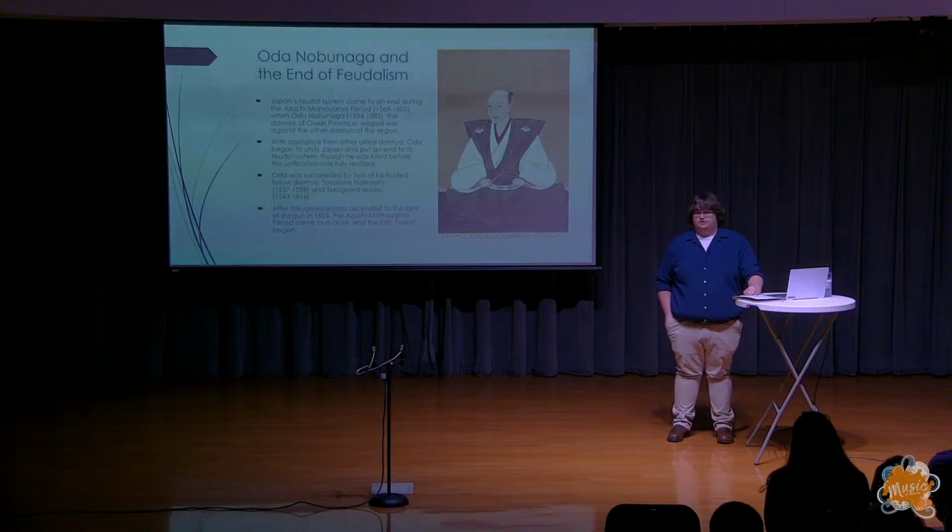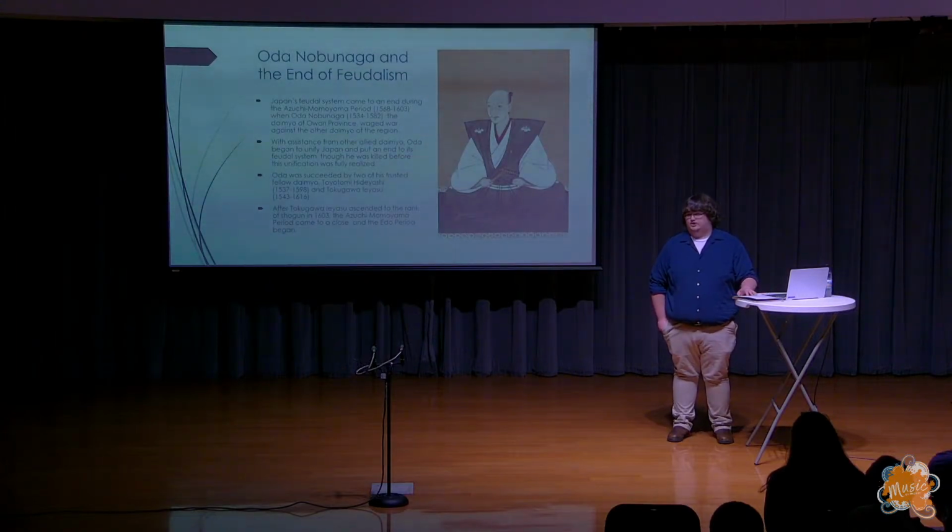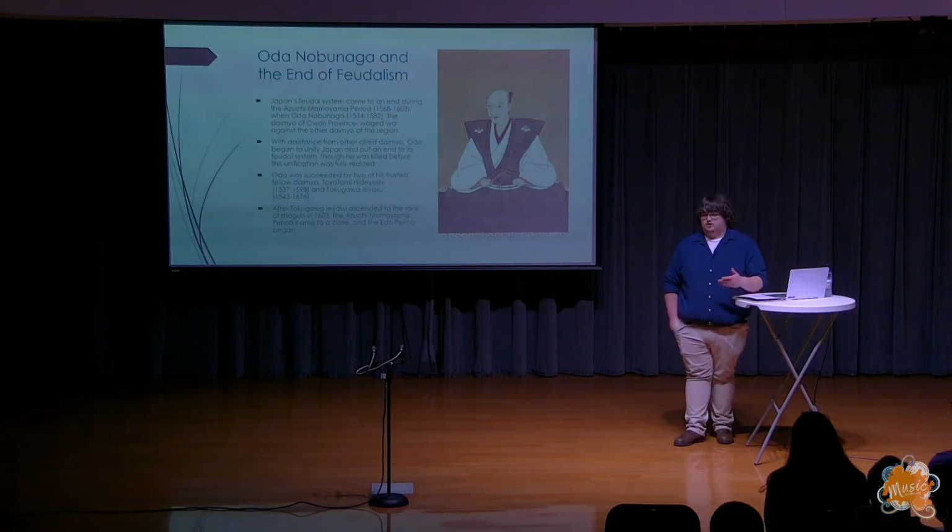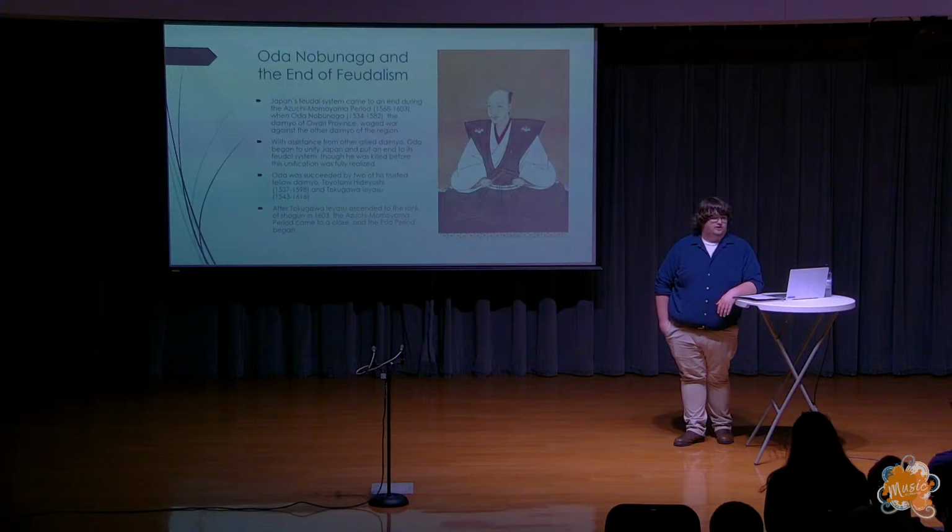With assistance from these other daimyo, he attempted to unify the territories of Japan under one ruler, though he was killed before that unification was fully realized. He was succeeded by his two more trusted daimyo, first by Toyotomi Hideyoshi, and then following his death in 1598, by Tokugawa Ieyasu, who ascended to the rank of shogun in 1603, which, if we remember our beginning slides with all of our different historical periods, marks the start of the Edo period, which we will get to in a second.